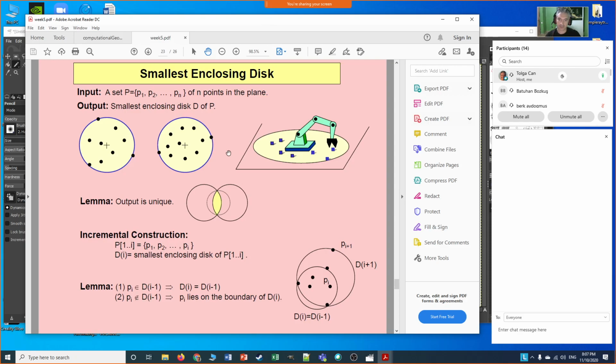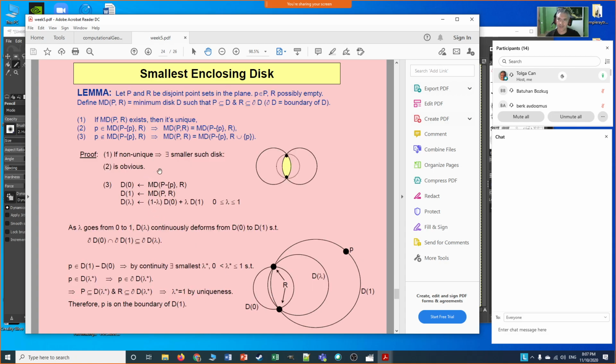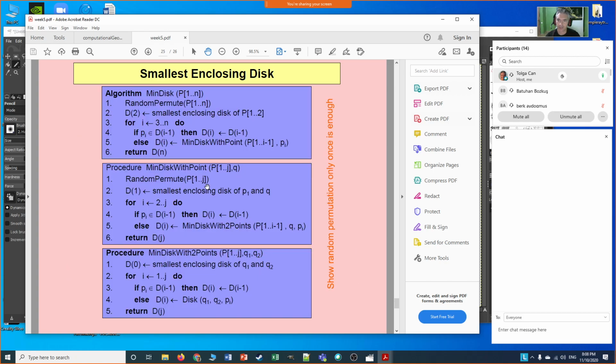So if we look here, this is the same lemma. If the next pi is already inside the previous disk, we update the previous disk like this. If it's not in the previous disk, then pi has to be on the boundary of the minimum disk up to that point. This is really interesting. That's the heart of the algorithm, this lemma. And here is the proof of the uniqueness of the smallest enclosing disk. And here is the algorithm, one function after another.